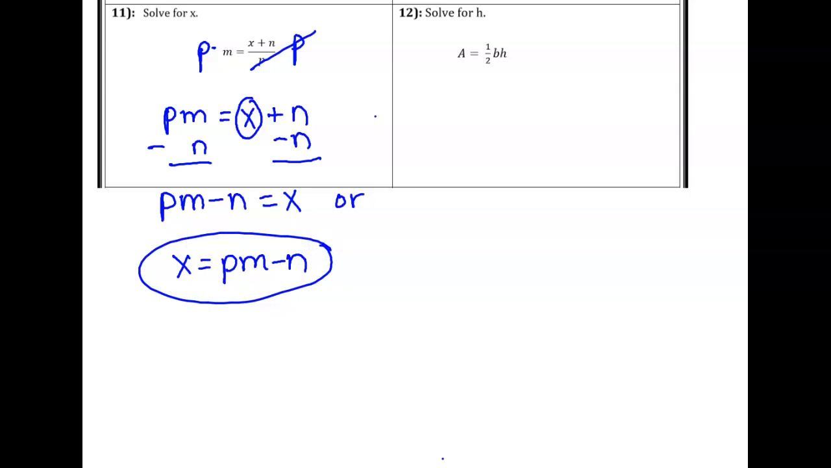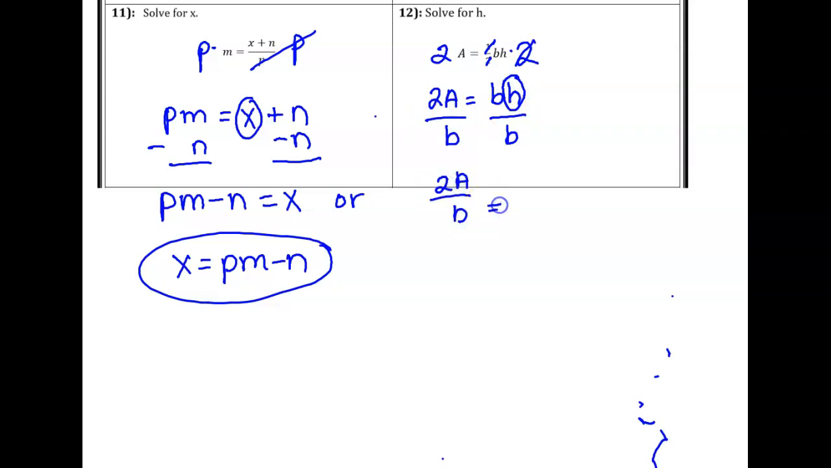Okay. Number 12, we have A is equal to 1/2 bh. Okay, we want to solve for the height. So we want h by itself. If they're all close together, remember that's multiplication. Now we have a fraction, so we want to get rid of that fraction. We want to bring it to the other side, so we're going to do that by multiplying by 2. 2 times 1/2 is 1. So we're left with 2a is equal to bh. Since we're solving for h, we just have to divide by b. So 2a divided by b is equal to h, or we can rewrite that as h is equal to 2a divided by b.